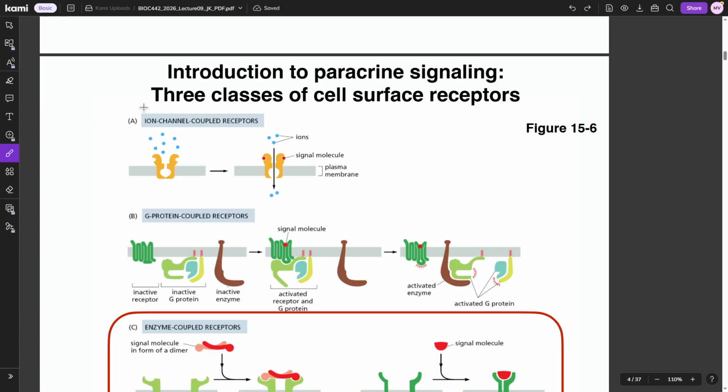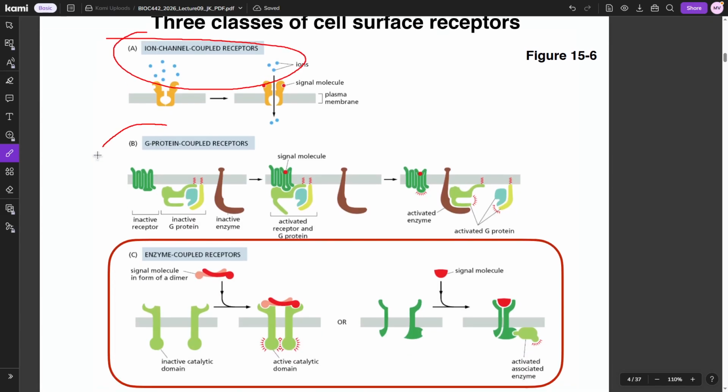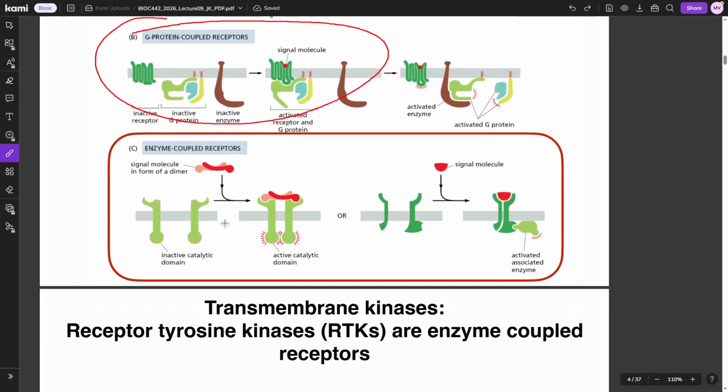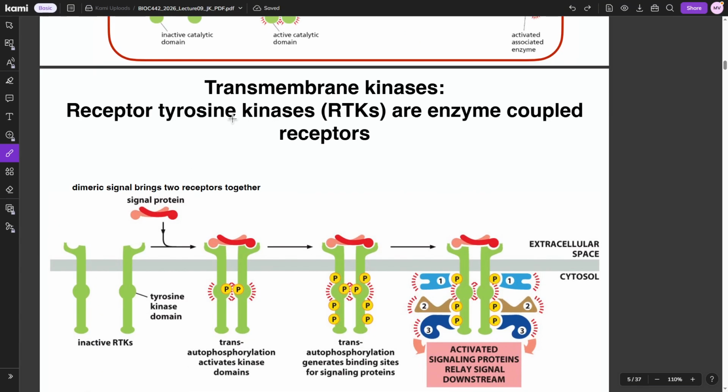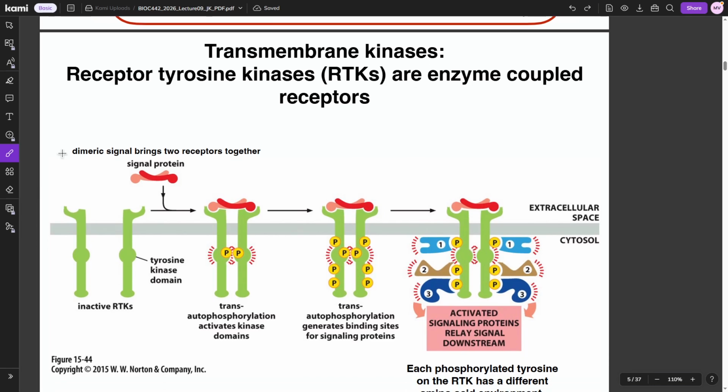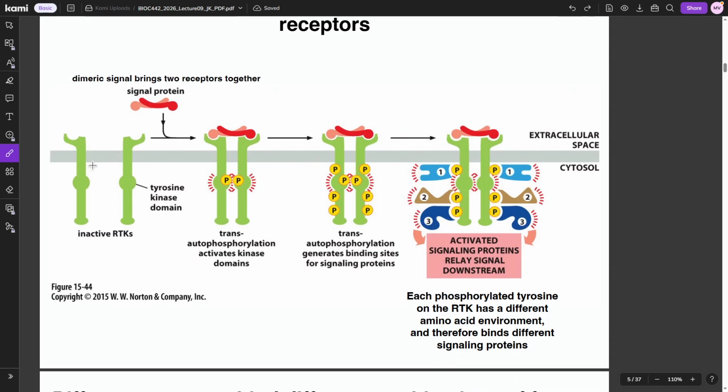So we already talked about ion channels. We spent a couple lectures now on GPCRs. Now we're going to talk about enzyme-coupled receptors, which are, generally speaking, going to be things like receptor tyrosine kinases, although there are other types of enzymes as well. So transmembrane kinases, like RTKs, are enzyme coupled. So what does that mean? It just means that they generally have an enzyme attached to them. So here's an example of a generic RTK.